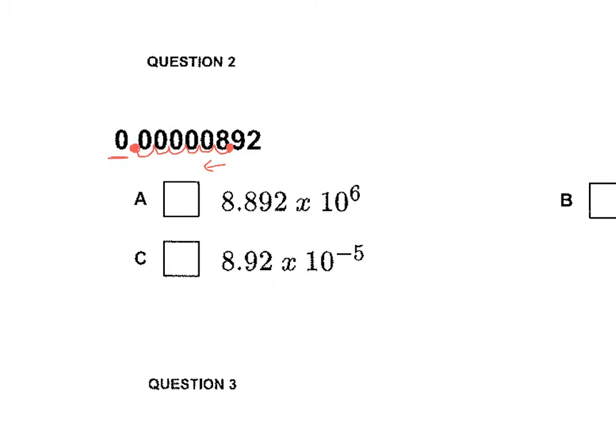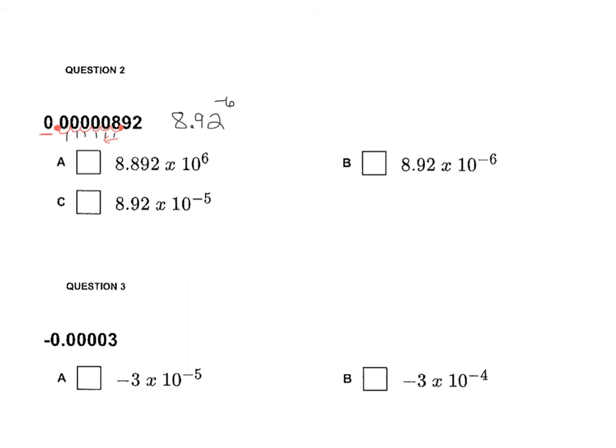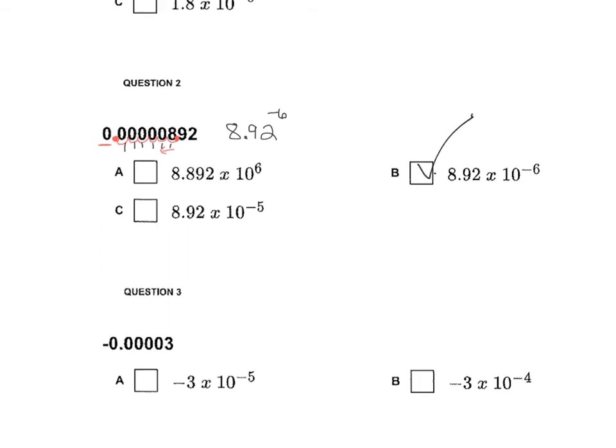So if I were to start writing my answer, 8.92, and I moved back, what did I say? 1, 2, 3, 4, 5, 6. And I moved to the left. There's 2 ways you can remember this. If you are moving backwards to the left, or if your number starts with a bunch of zeros, like 0.00000000, it is small, so that means it's a negative. And I have that answer.